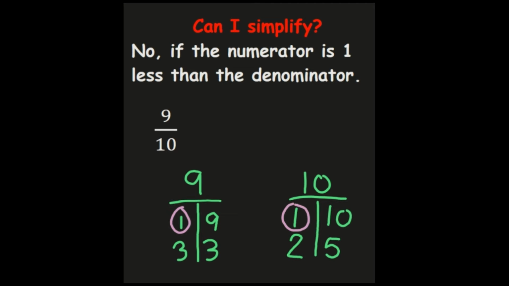And as we saw in the previous example, if the only common factor they share is 1, then if I go to simplify using the 1, I get the same fraction. So if I were to simplify 9/10 using the 1, I would get 9/10. So you can't simplify if your numerator is 1 less than the denominator.